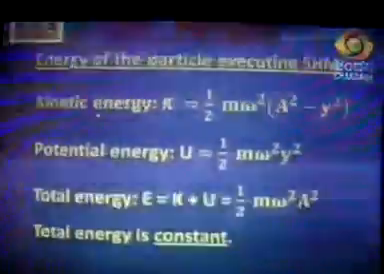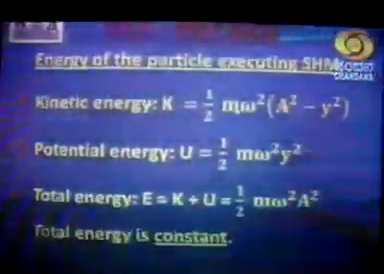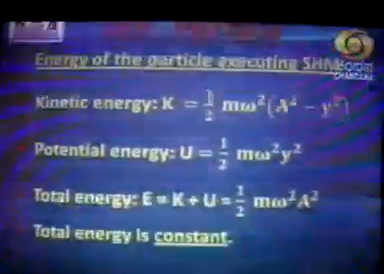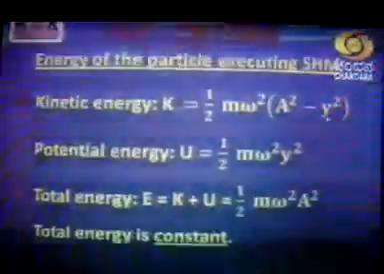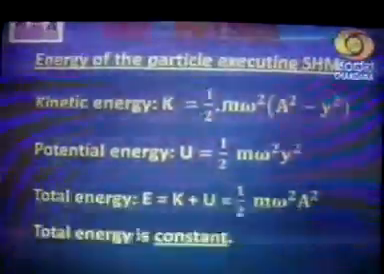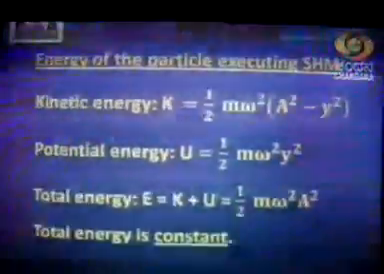Then energy regarding the particle executing SHM. First one, the kinetic energy, which is equal to half mv square. Substituting the value of v as velocity, we get half m omega square into a square minus y square. The maximum kinetic energy is at mean position and the kinetic energy at extreme position is 0.